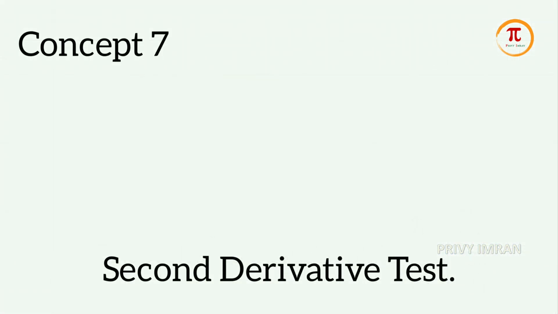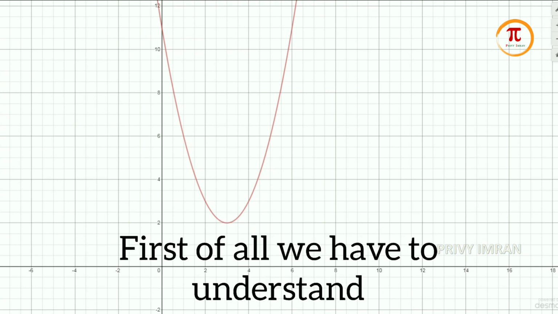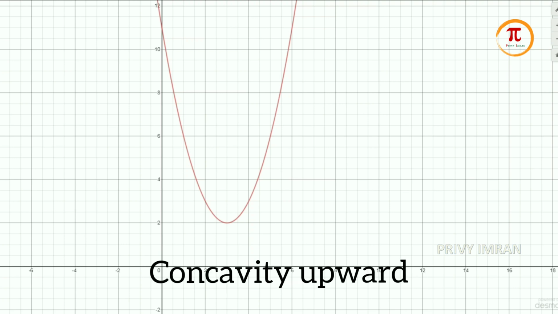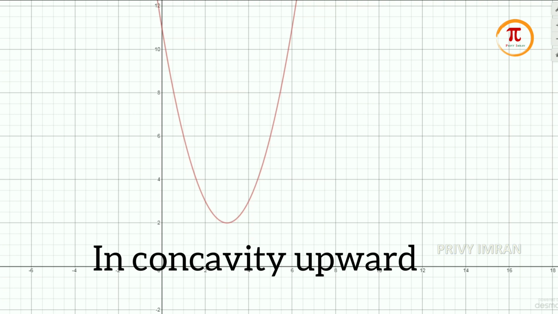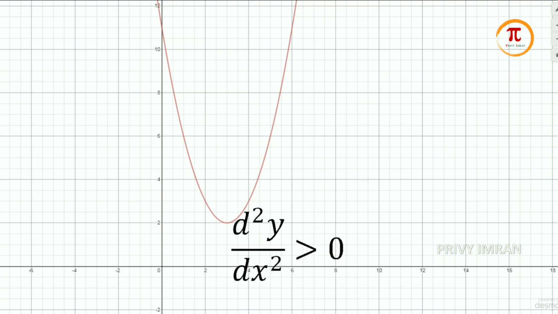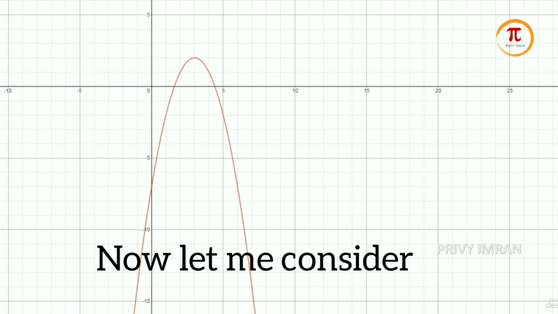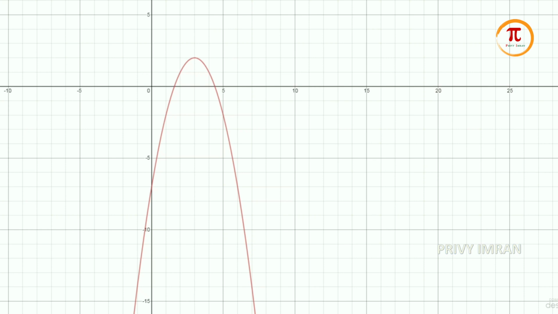Now we are going to learn about the second derivative test. Before explaining the second derivative test, first of all we have to understand what is concavity upward and concavity downward. In concavity upward, we can find only a minimum value, hence there is no maximum value. Meaning the double derivative of a given function should be positive. Now let me consider concavity downward. In concavity downward, you can find only a maximum value, hence you cannot find a minimum value, which means the double derivative of a given function is negative.